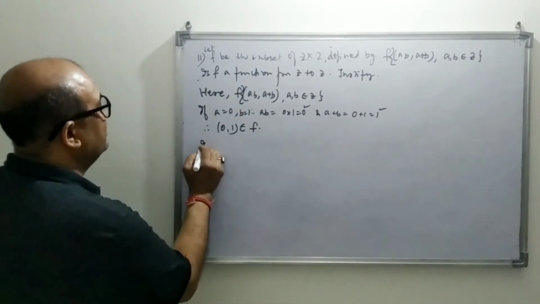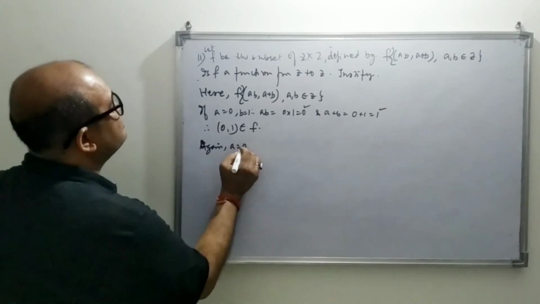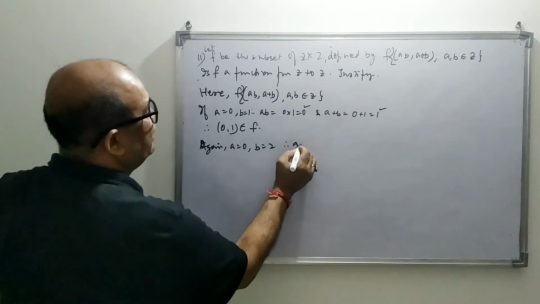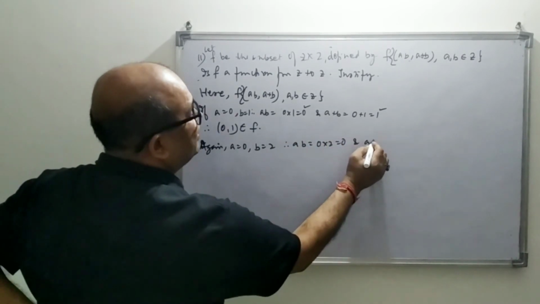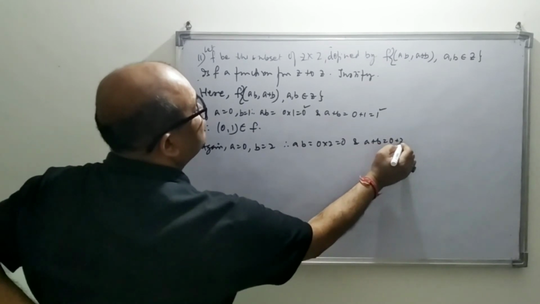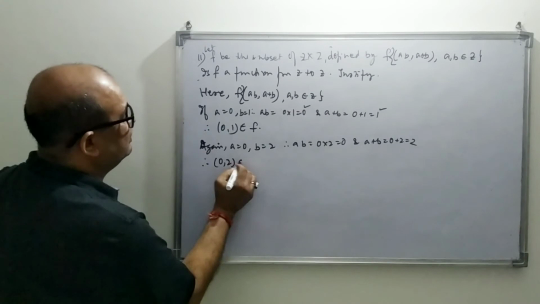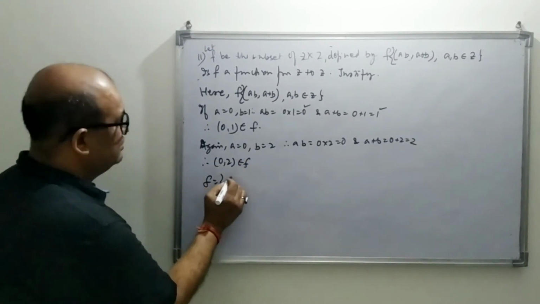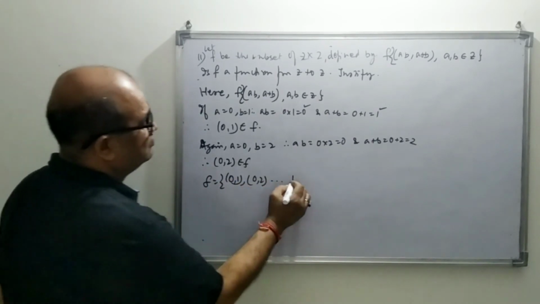Now again, let a equal to 0 and b equal to 2. Therefore ab equal to 0 into 2, that is equal to 0. And a plus b equal to 0 plus 2, that is equal to 2. Therefore, again (0, 2) belongs to F. So what I get? F equal to, we are getting (0, 1), (0, 2) and so on, suppose.